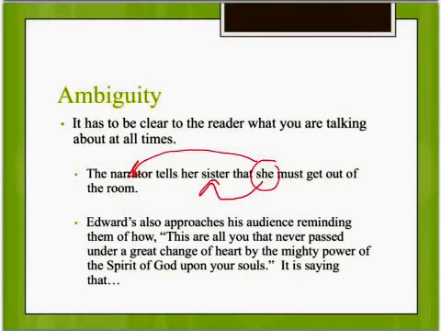The second example, Edwards also approaches his audience, reminding them how "this are all you that never passed under a great change of heart." It is saying that we don't know what it is. So you want to avoid ambiguity. It has to be clear at all times what you're talking about. If you're not sure if it's clear or not, it's not clear, and you need to fix it.